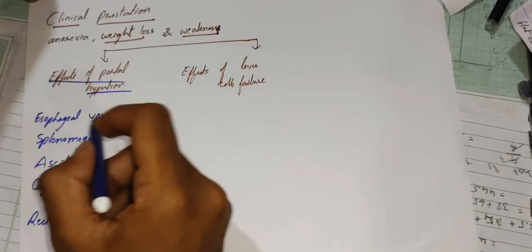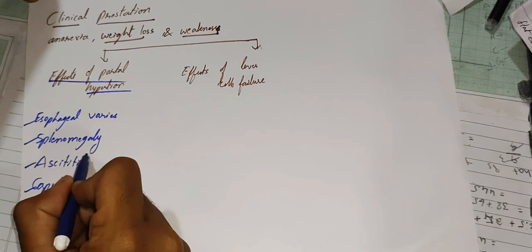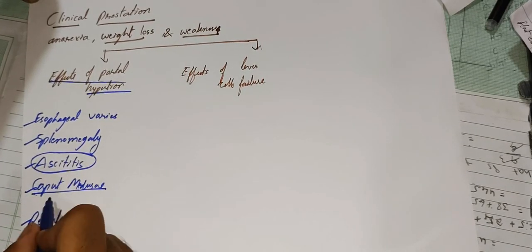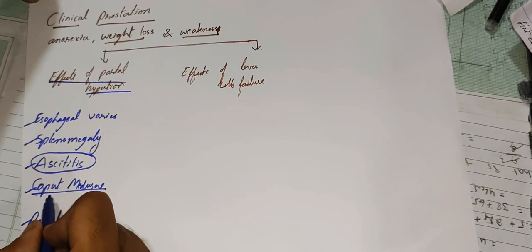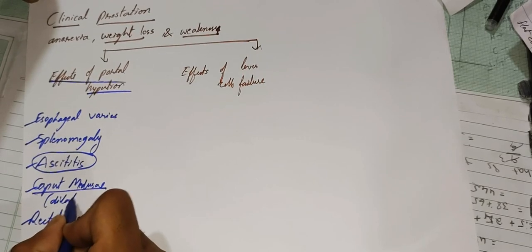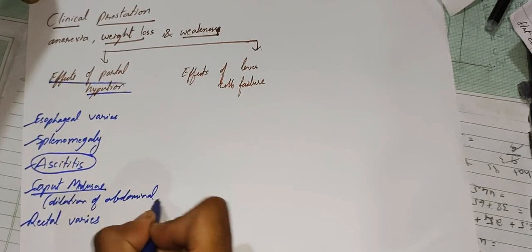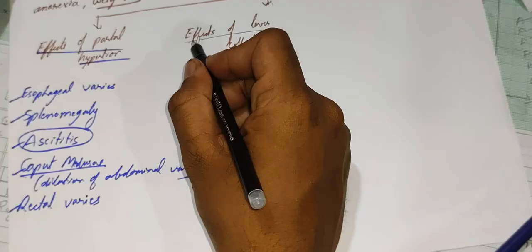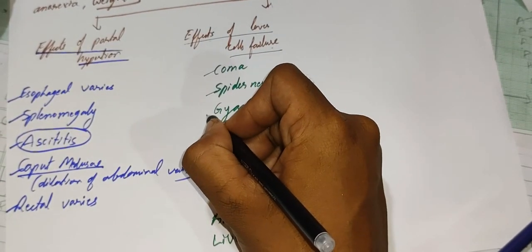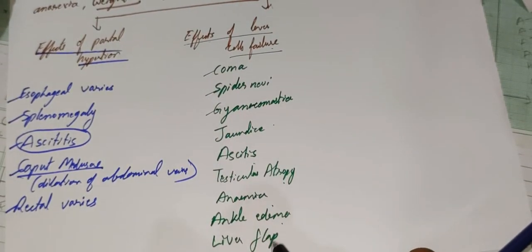Effects of portal hypertension: you will see esophageal varices, splenomegaly, ascites, caput medusa, rectal varices. Ascites is the important one. And if you want to know what caput medusa means, it is nothing but dilation of abdominal veins. Due to effects of liver cell failure, it may lead to coma, spider nevi, gynecomastia, jaundice, ascites, testicular atrophy, anemia, ankle edema, liver flap.